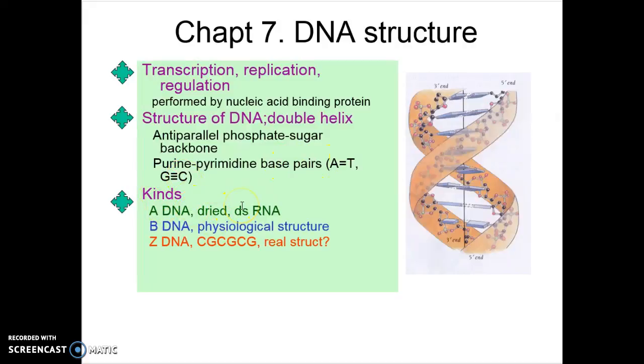In addition, there is a highly dehydrated DNA form, the A form, which could be found in double-stranded RNA. Also, recent studies show that there is a Z type of DNA, possible in sequence-specific regions like the CG repeating unit.